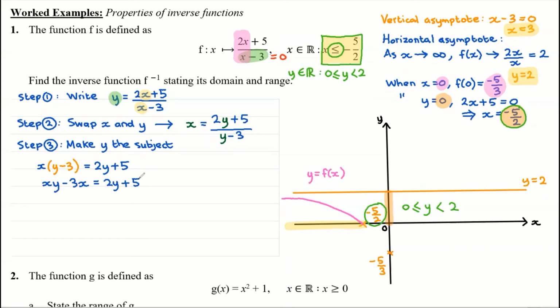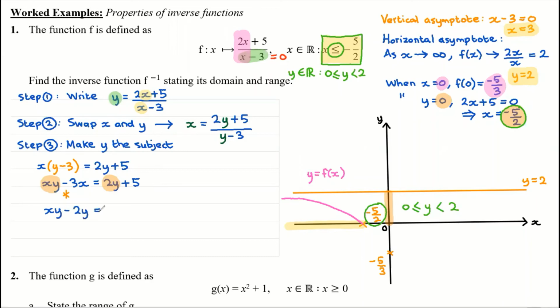Now we're going to collect all the y terms on one side. Now we've got all the terms broken apart. We need to get all the y stuff on one side. This term has got a y in, and this term has got a y in. I'm going to nominate the left-hand side, so I'm going to put all the y's on this side. So we need to subtract 2y from both sides now. So xy subtract 2y.